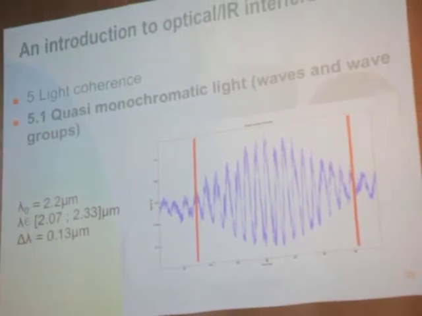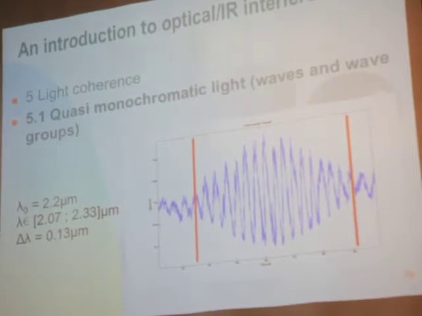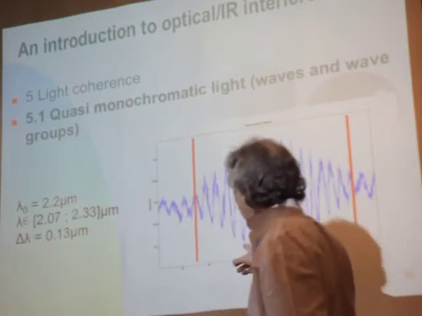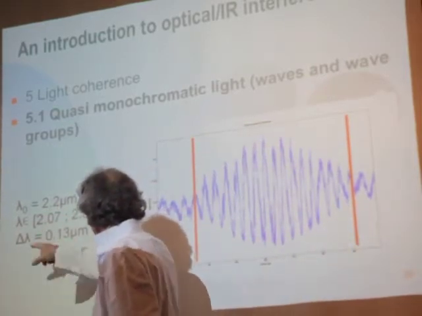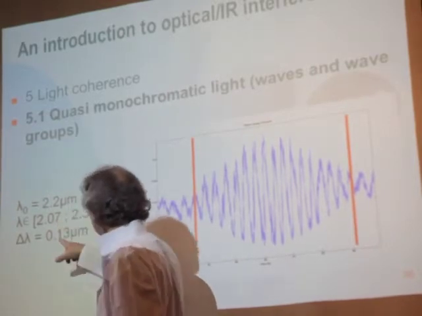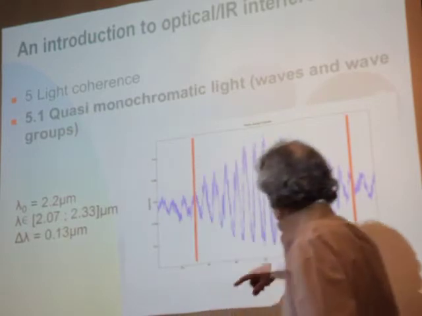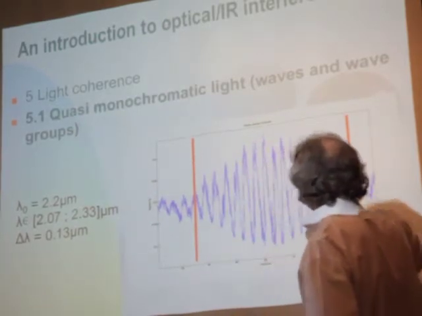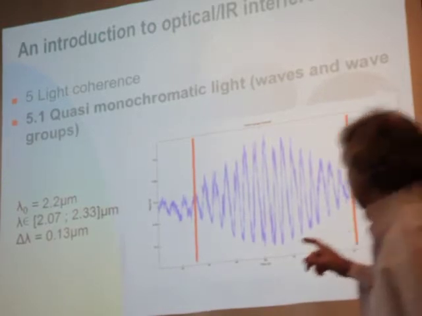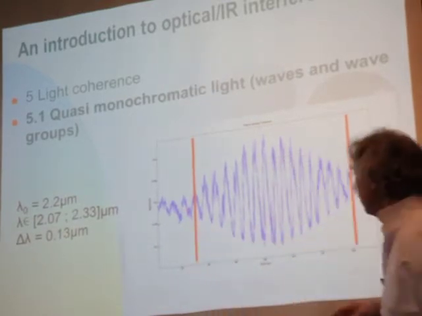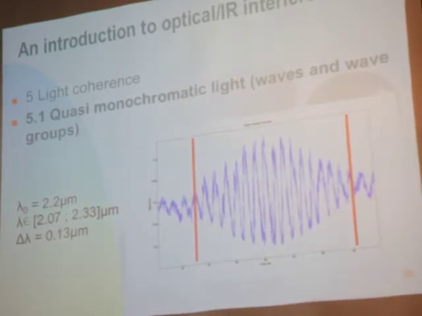Oh yeah, here as an example. These are observations of a mixture of light in this spectral range. So you see, you go from 2.07 to 2.33. The central wavelength is 2.2. So the bandwidth is of course 2.33 minus 2.07, which is 0.26, divided by 2, so it's plus or minus 0.13. And here we see the beat phenomenon. So we see that it's still light with a wavelength of 2.2 micron, but with a modulation of amplitude over a wavelength lambda effective, that we could calculate, and we could see whether it's correct.